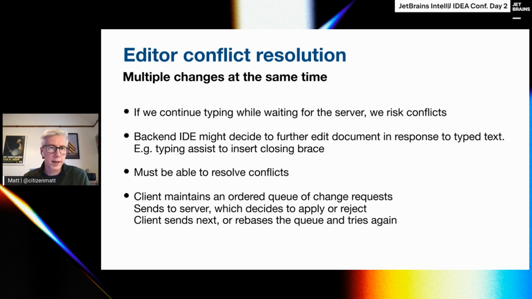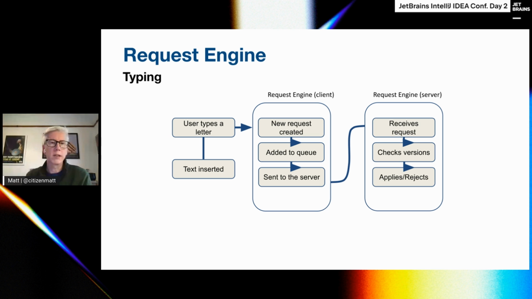And the way this works is really rather nice and smart. The client maintains an ordered queue of change requests, and it sends these to the server serially, one after the other, and the server decides whether to apply or reject them. Then, depending on the results, the client will either send the next change, or it rebases the queue and tries again. So it will roll back to a state and reapply all those changes. So when the server sends back a message saying, here's your closed bracket automatically inserted, we can roll back and insert that closed bracket and then reapply the typing. And everything works as expected.